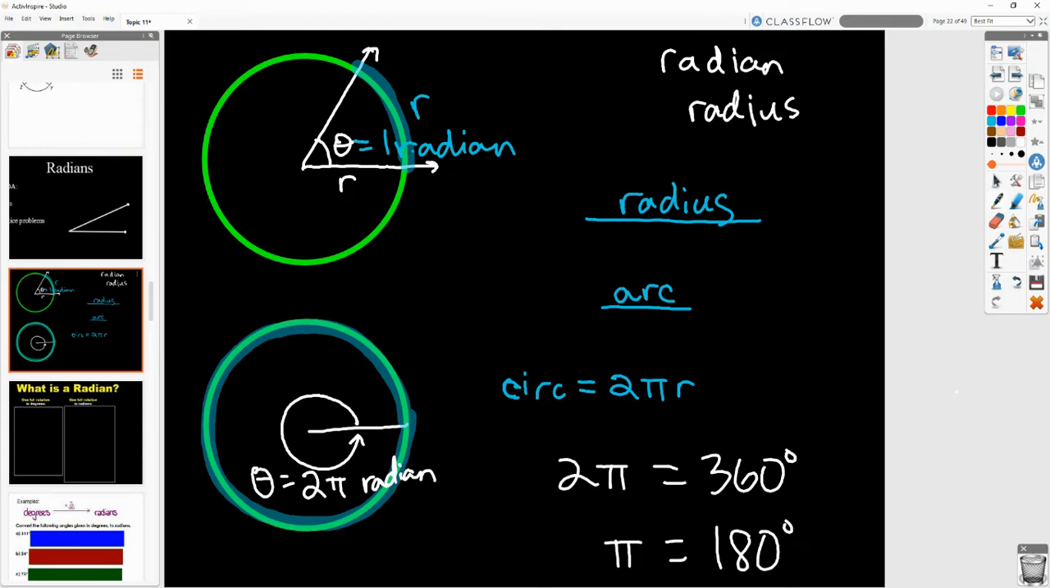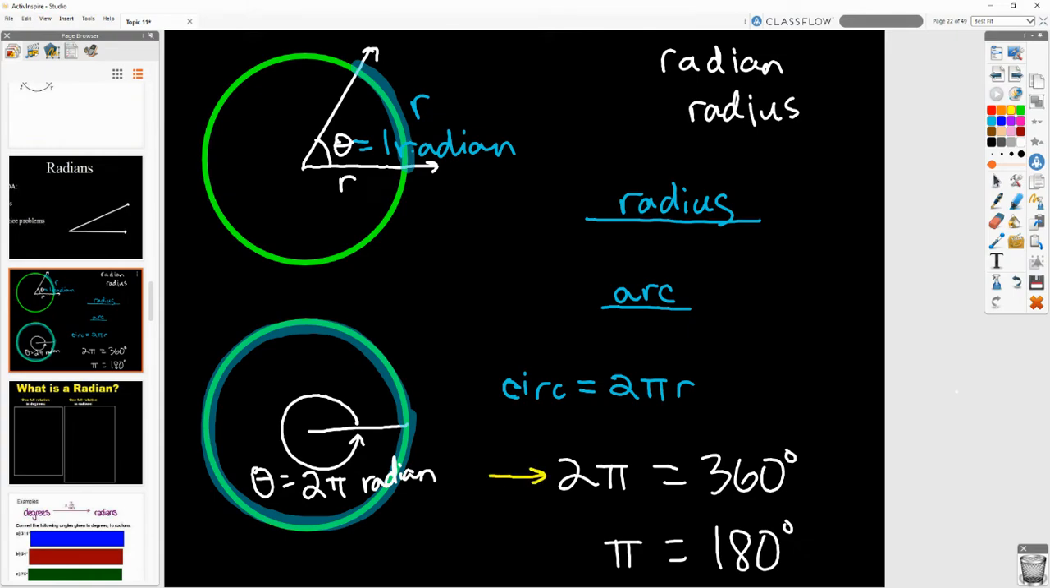This is a real thing that is directly related to the radius of the circle. Okay, a radian measurement is directly related to what the circle is. Okay, now I want to also point this out. Something very important right here.